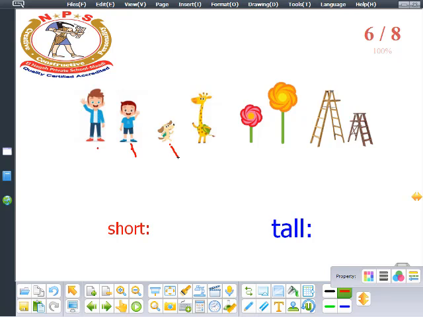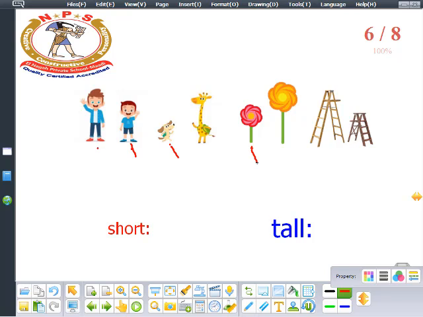What about the giraffe? Is it tall or short? It's tall, so we can't make it with red. What about this flower? Short. Let's make it with red. What about the next flower? Is it tall or short?